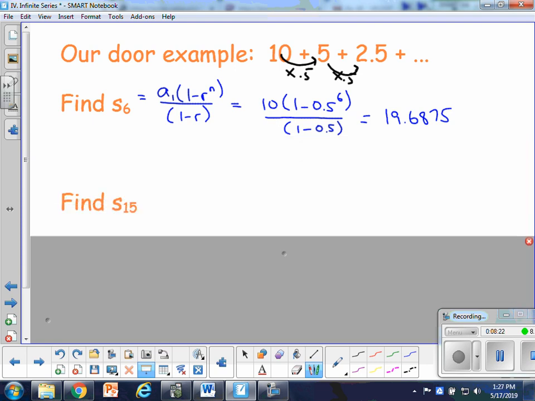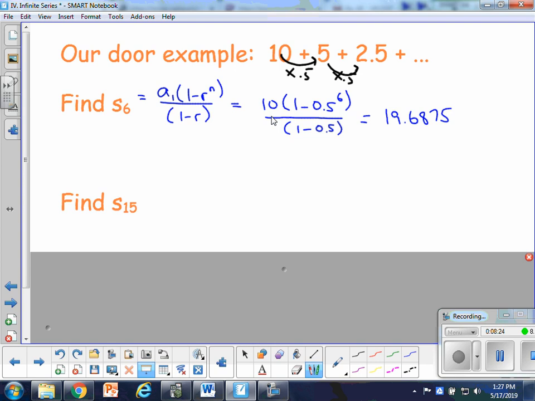What would be the sum of the first 15 terms? The only difference here is our n value is now 15. So that's going to be first term 10, 1 minus 0.5 to the 15th power, over 1 minus 0.5. The only difference was the exponent there. So let's do that one real quick and see what we get.